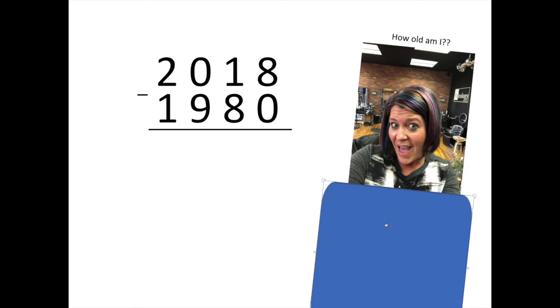All right, go ahead and erase your board. We're going to do another one. Go ahead and write 2018 minus 1980, and you're going to solve for how old Mrs. Wolf is. Go ahead and pause this video and solve.